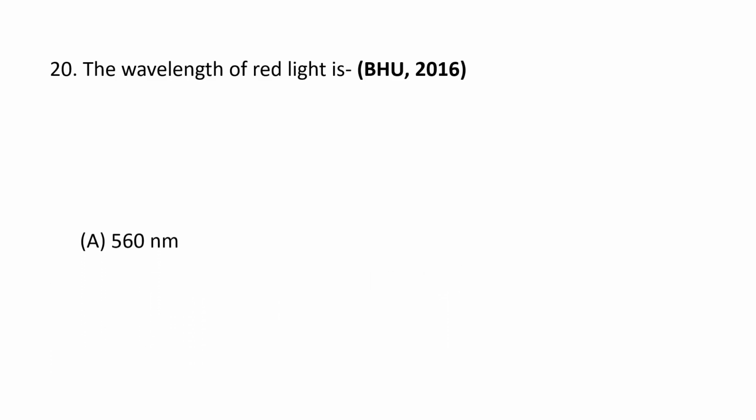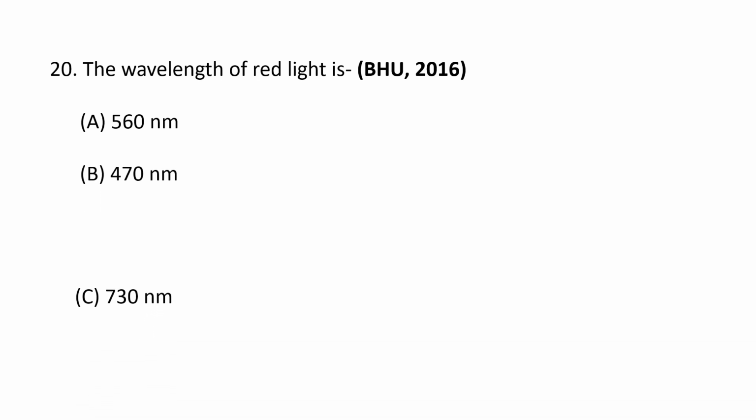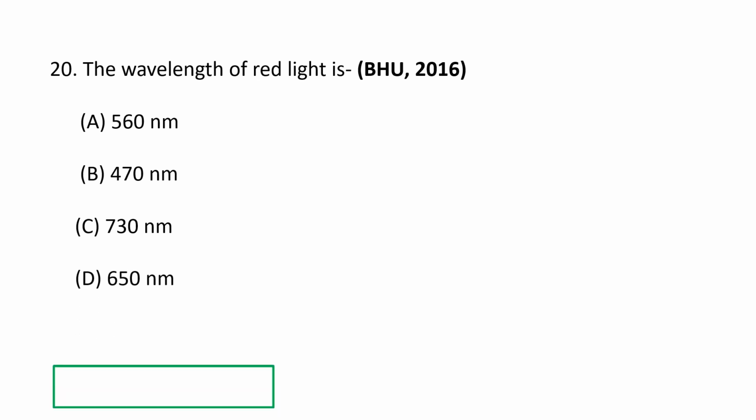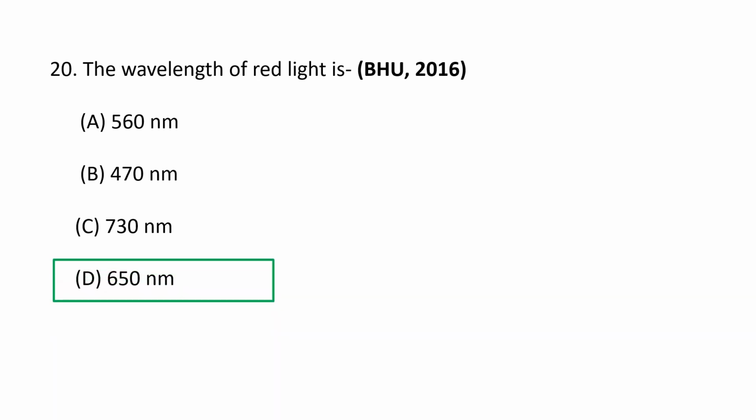Next question. The wavelength of red light is, the choices are A. 560 nanometers, B. 470 nanometers, C. 730 nanometers and D. 650 nanometers. The correct option is 650 nanometers. The wavelength of visible red light is about 650 nanometers, and red light has the longest wavelength of all the other colors in the color spectrum.